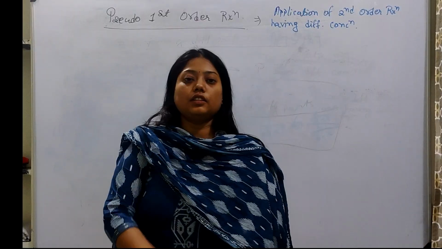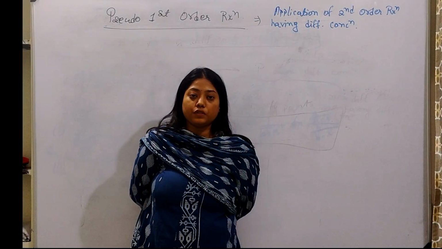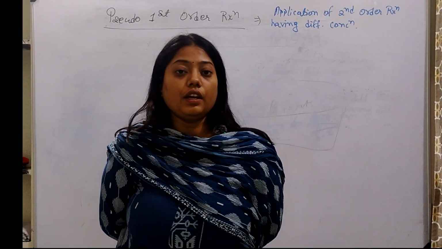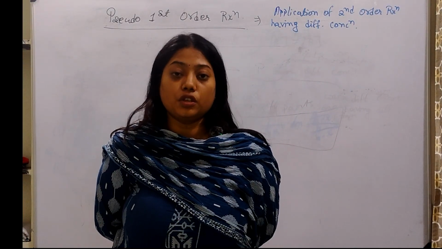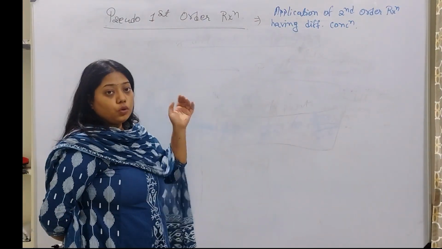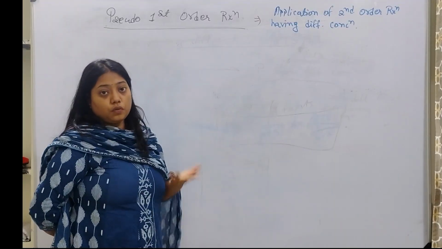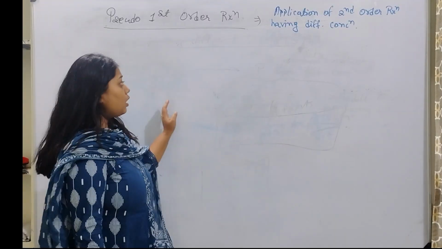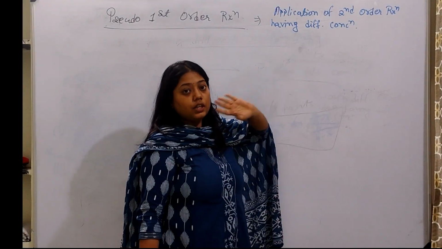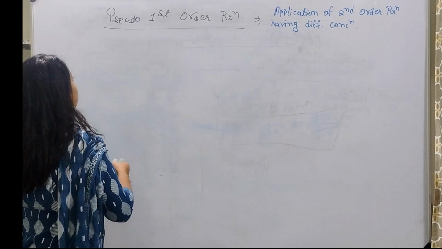So as we have discussed the integrated rate law equation of a second order reaction where the reactants are different, having different concentrations as well, its application we can use in a pseudo first order reaction. Now let's see what this pseudo first order reaction is. Okay, so basically we know that it is an application of second order reaction, right? So we will simply write the reaction at first.